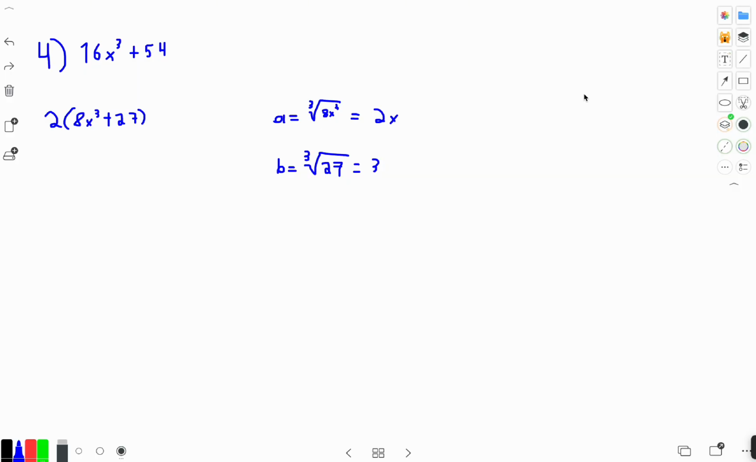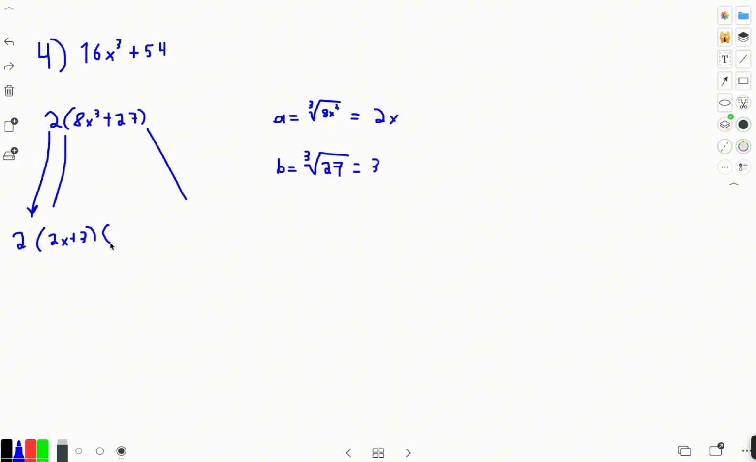Okay, so since we're using the sum of two cubes, we know what formula we need to use. So we're going to have a plus b. So we're going to have 2x plus 3. Remember the acronym SOAP? Same, opposite, always positive. We have the same sign as we do in the original problem. And also, don't forget about the 2 over here. The 2 just comes down. And this is going to get split up into here and into the other set of parentheses.